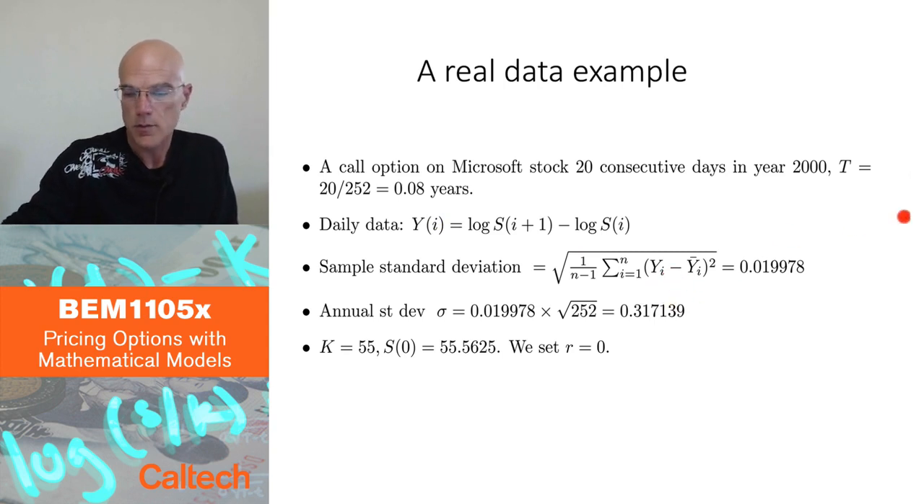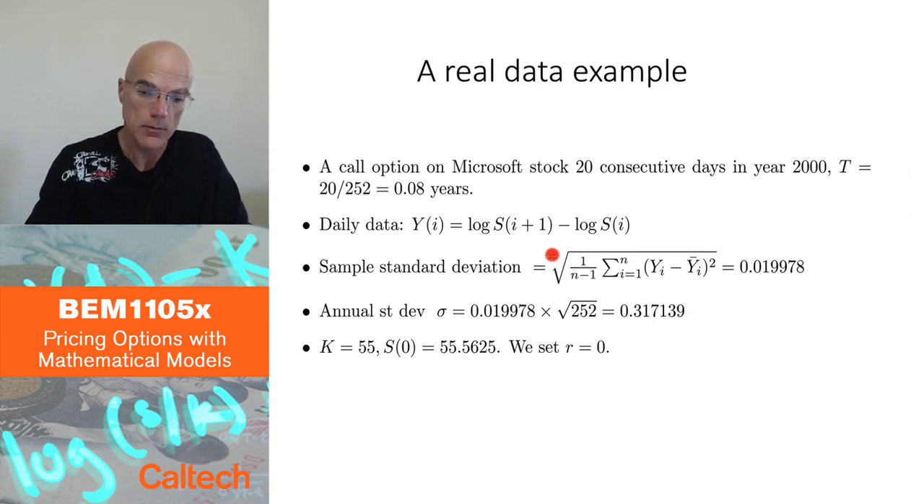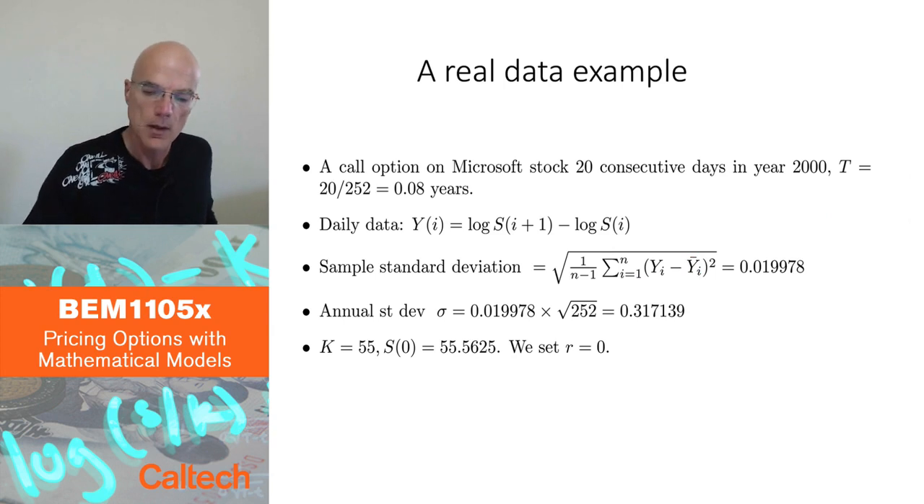And then I'm just going to use my standard estimator for estimating the standard deviation of the data, the standard error, which is just the square root of 1 over n minus 1, and here n is 20, times the sum of the squared differences of your data minus the average of your data. So y bar is the sample average of your data. You can just compute the sample standard deviation, and you get a number, something like 0.02.